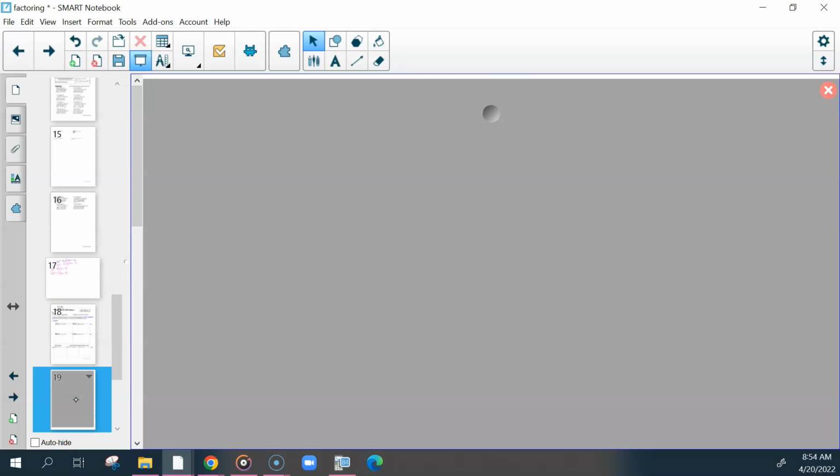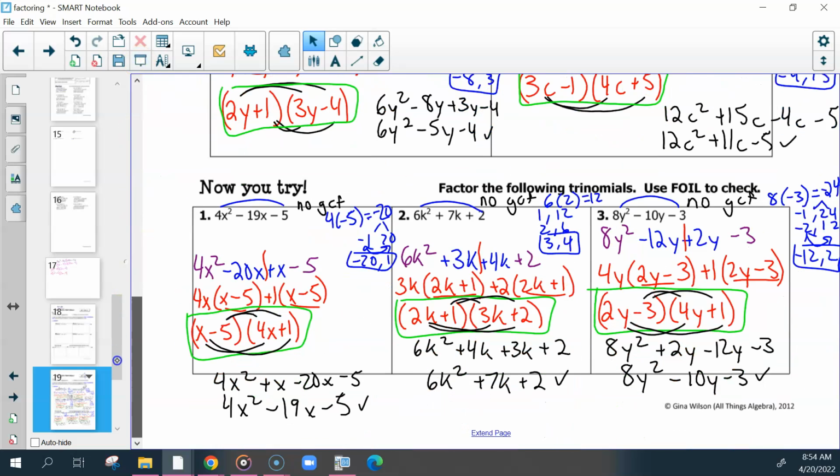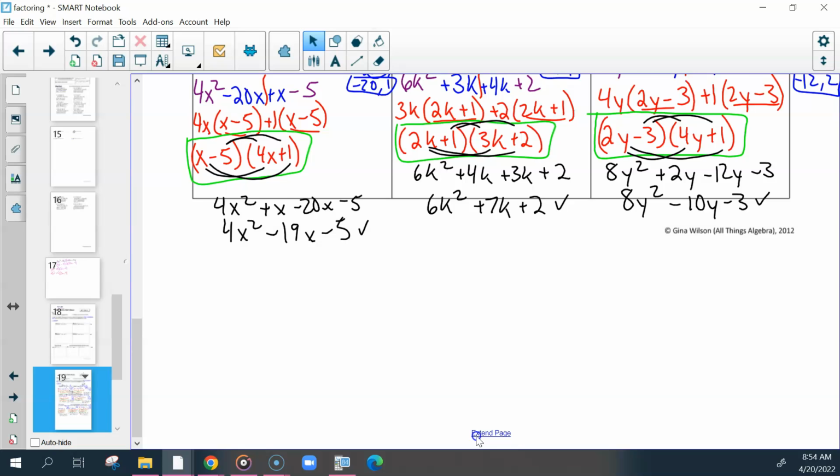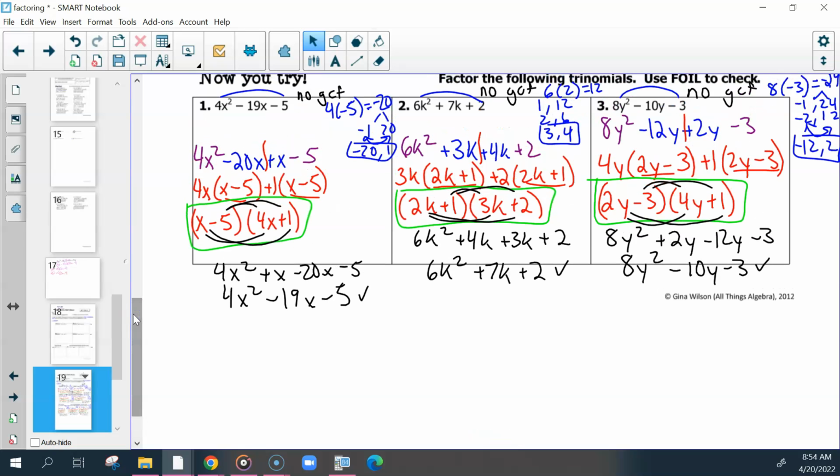Rest of the practice problems. Number 1, there's a lot going on here, so I'm just going to read the final factors. So number 1 was x minus 5 or x plus 1. Number 2 was 2k plus 1, 3k plus 2. Questions on either of those?